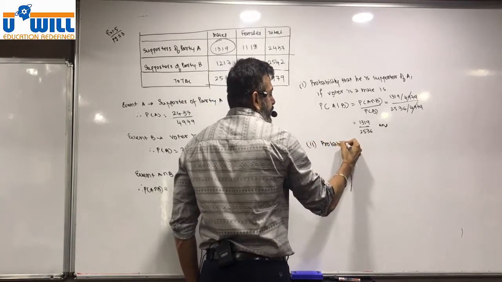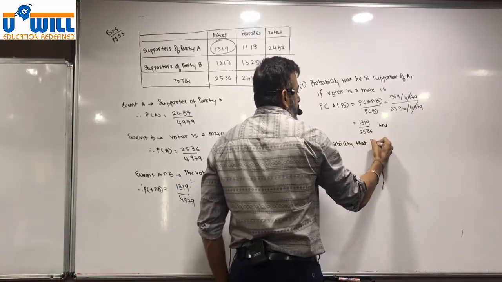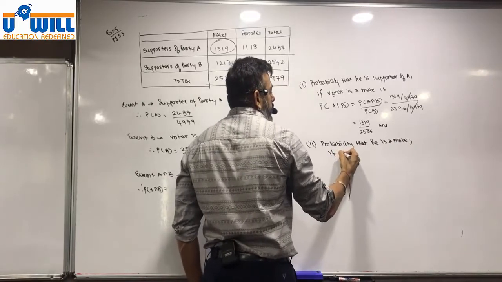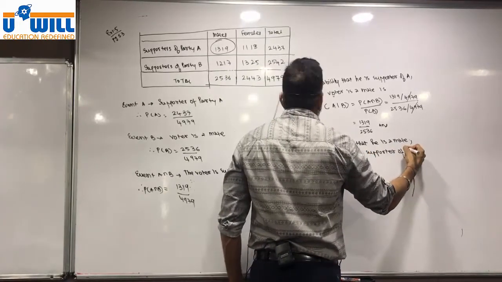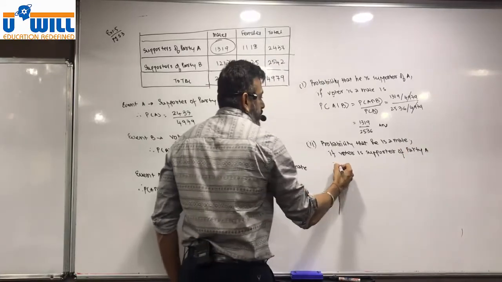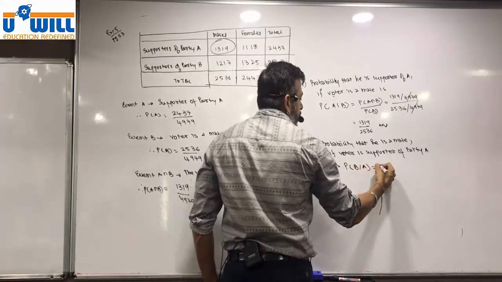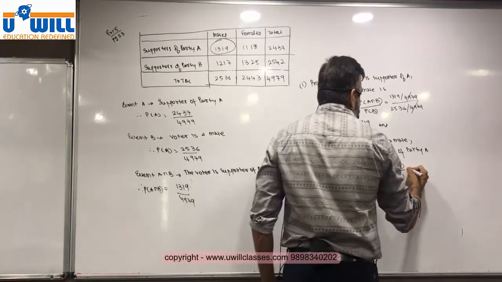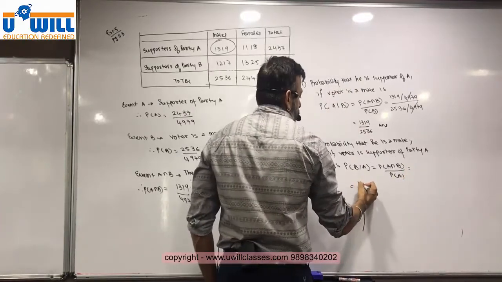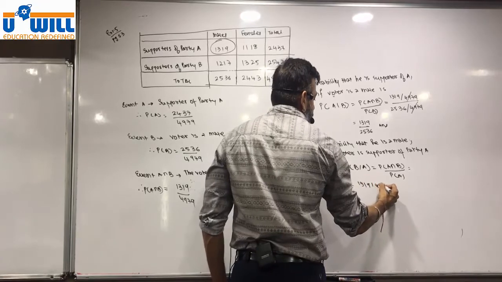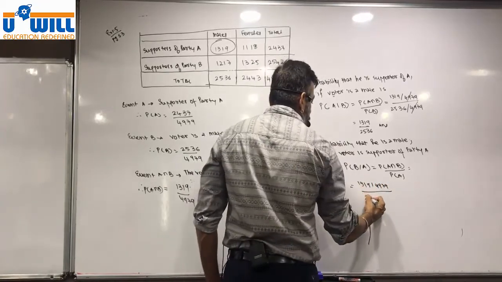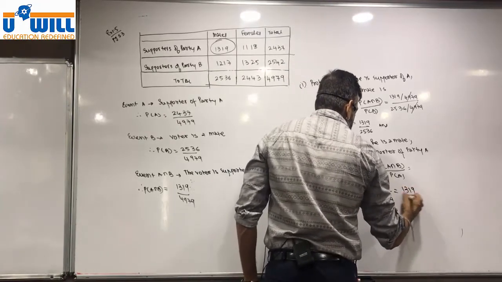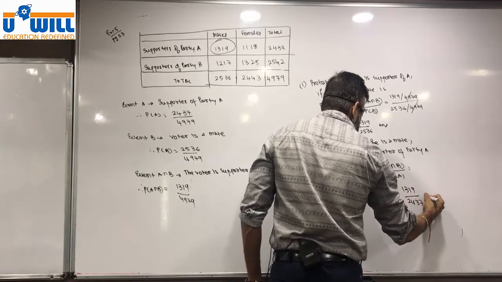Second, probability that he is a male if voter is supporter of party A is P B given A, which is P A intersection B upon P of A, which is equal to 1319 upon 4979 upon 2437 upon 4979, which is equal to 1319 upon 2437. Answer.